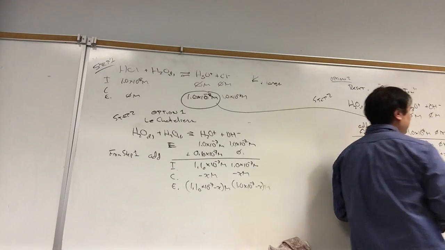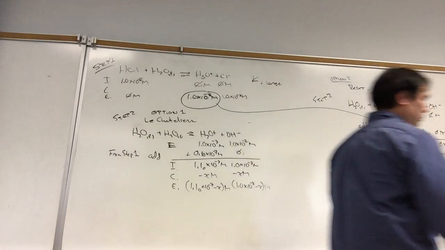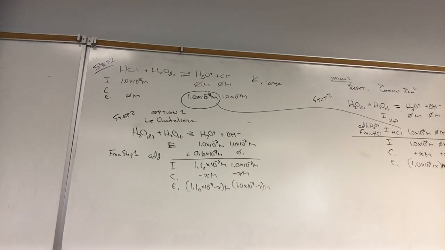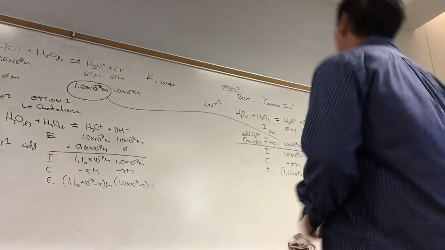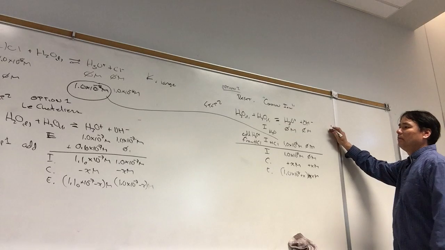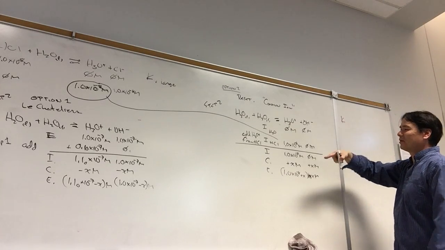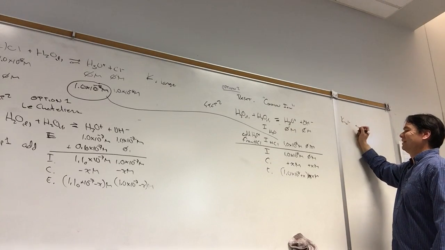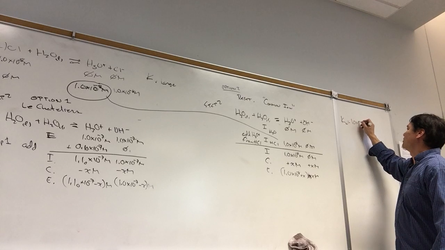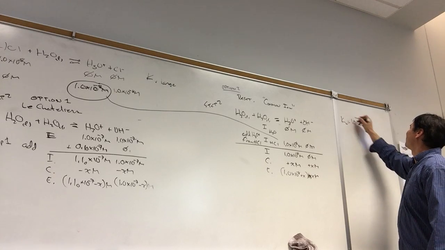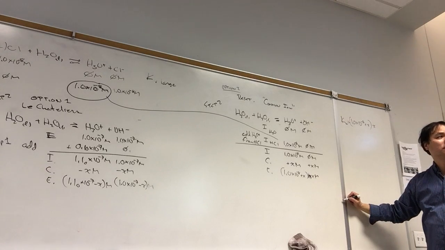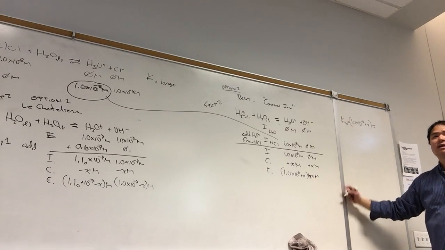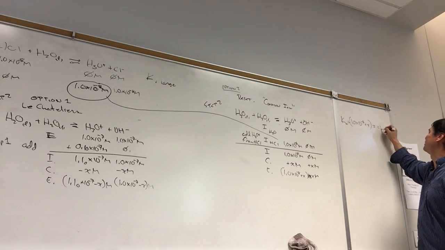Now compare the math. Actually, I erased it, but I think you have it written down. 1.0 times 10 to the minus 8 plus x times x. Which one's easier to solve? Yeah, this one. This one's so much easier to solve.